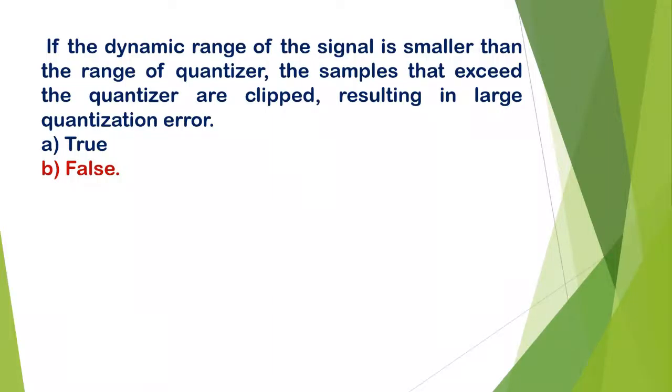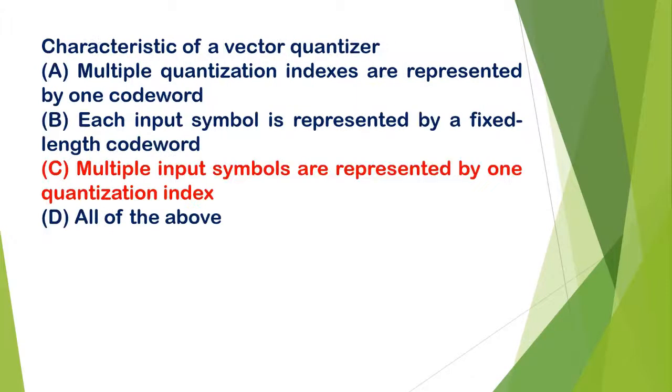If the dynamic range of the signal is smaller than the range of the quantizer, the samples that exceed the quantizer are clipped, resulting in large quantization error. A. True, B. False, and the correct option is B. False.